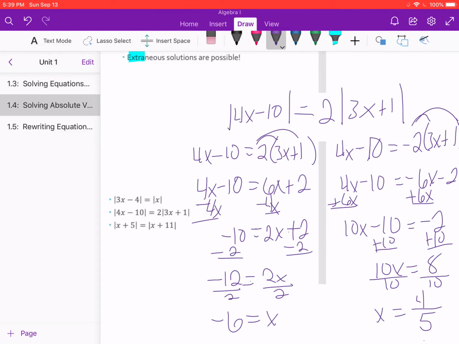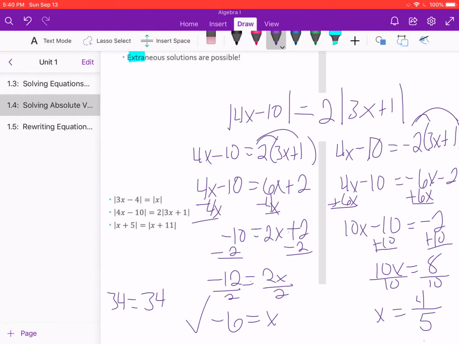So we're going to plug back into our original. 4 times negative 6 is negative 24 minus 10 is negative 34. Absolute value is 34. All right, negative 6 times 3 is negative 18, plus 1 is negative 17. Absolute value is positive 17, times 2 is 34. So this one worked out for us.